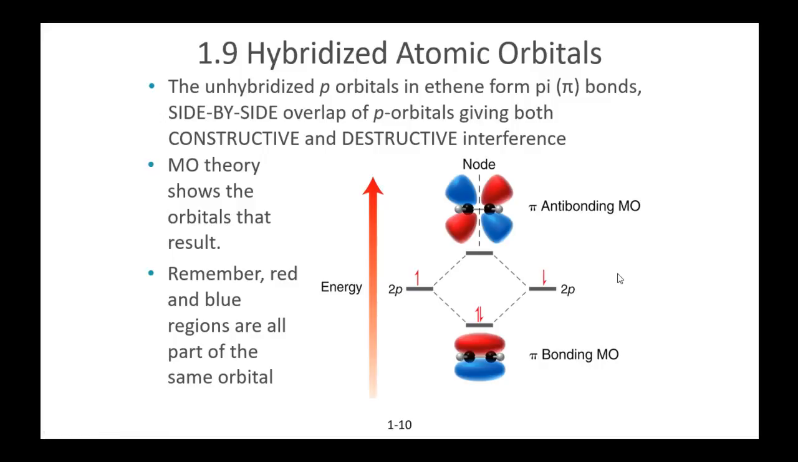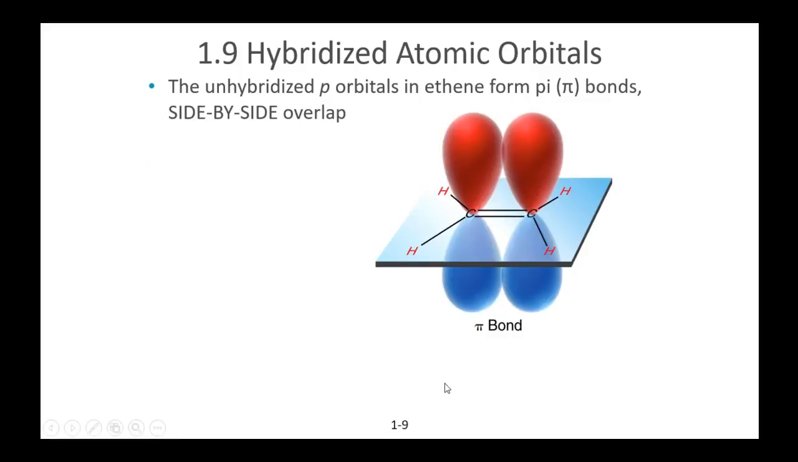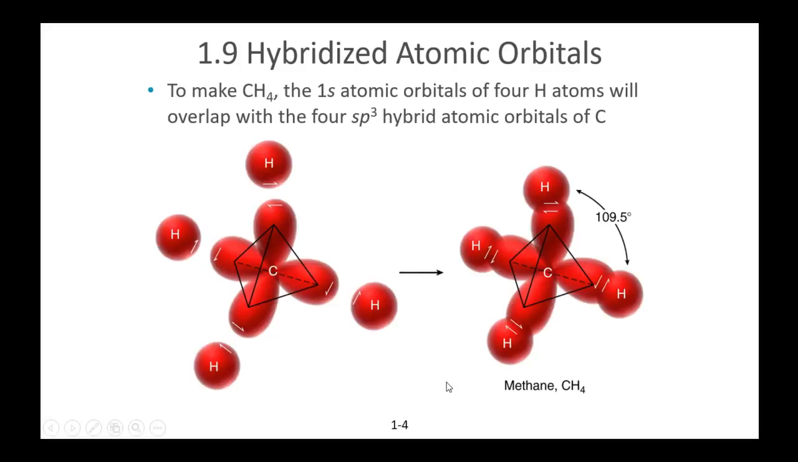Why is methane sp3 hybridized while the carbon atoms of ethylene are sp2 hybridized? Now recall that in methane, the carbon atom is bonded to 4 different atoms.